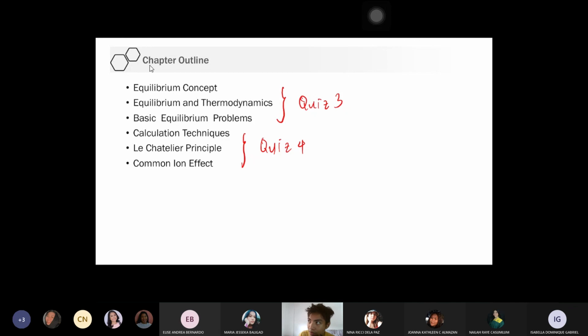So yan, for quiz 3, itong tatlo yung coverage natin. About the equilibrium concept, how to write equilibrium constant, how to predict where the reaction is going, and how to solve for the basic equilibrium problems. No? Paano isolve yung Kp, paano isolve yung Kc, paano hanapin yung equilibrium concentration nito using Kp, no? So on and so forth. And then, yung quiz 4 nyo, that's about calculation techniques, yung ice table, Le Chatelier principle, and the common ion effect. No? So, yan. So, kailan ko po ito i-open?